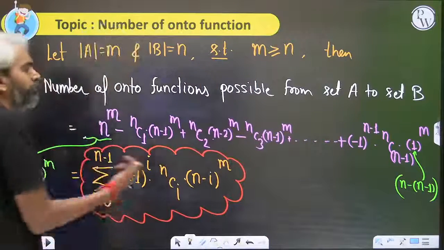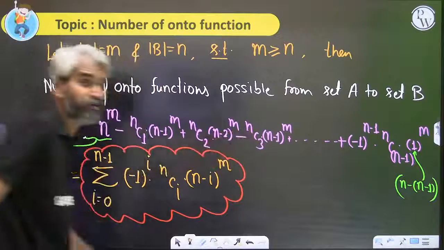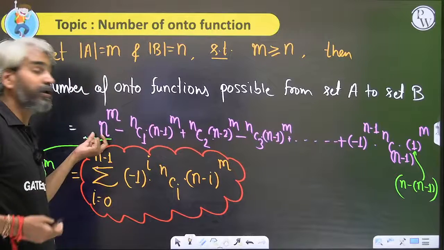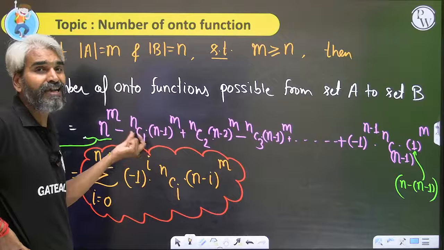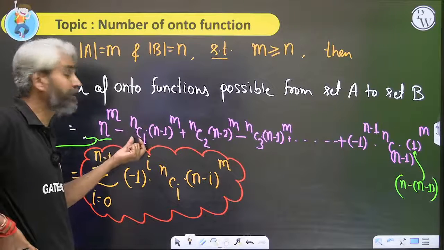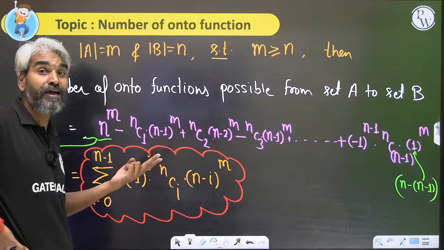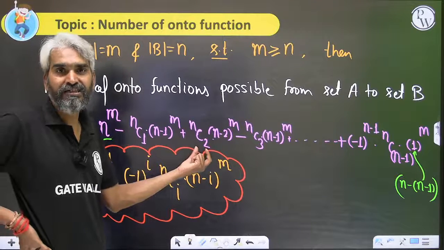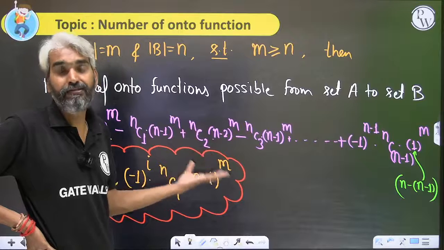So the idea is, what happens, sir? You can see plus, minus, plus, minus; it is actually the concept of inclusion and exclusion. We have added the total number of functions. We tried to subtract the functions in which at least one element is not mapped. When we subtracted those, we subtracted the functions in which exactly two elements are not mapped twice. Therefore, we try to add back those functions in which exactly two elements are not mapped by any element. Now what happened?